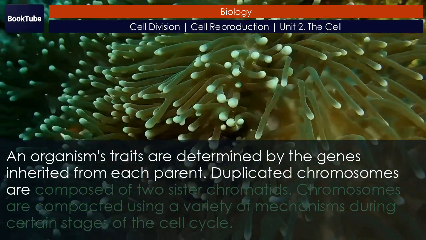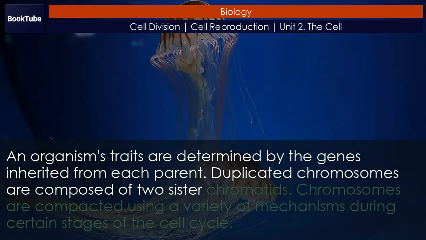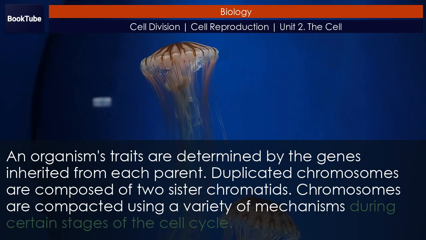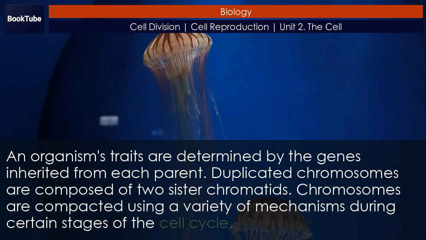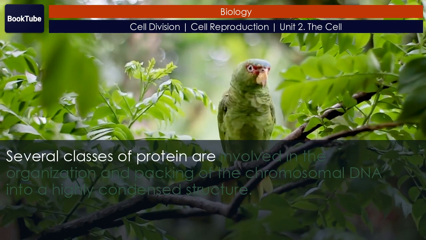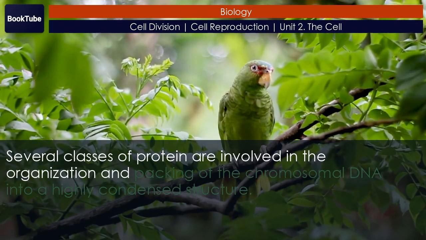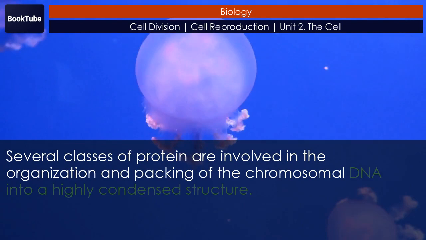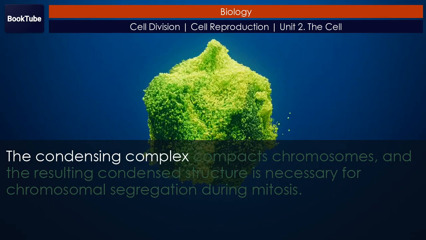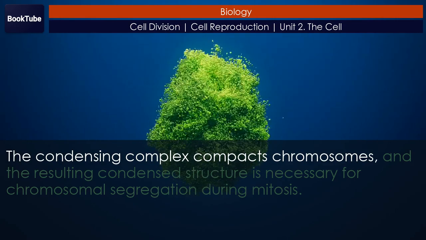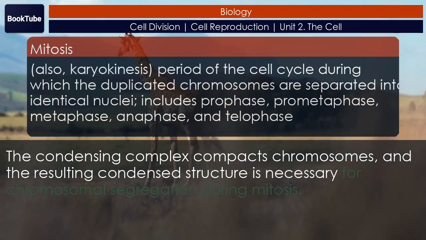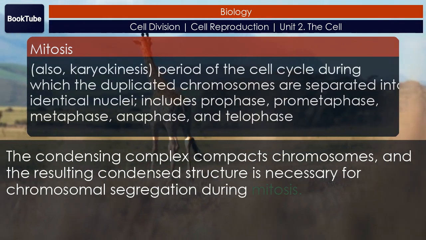Duplicated chromosomes are composed of 2 sister chromatids. Chromosomes are compacted using a variety of mechanisms during certain stages of the cell cycle. Several classes of protein are involved in the organization and packing of the chromosomal DNA into a highly condensed structure. The condensing complex compacts chromosomes, and the resulting condensed structure is necessary for chromosomal segregation during mitosis.